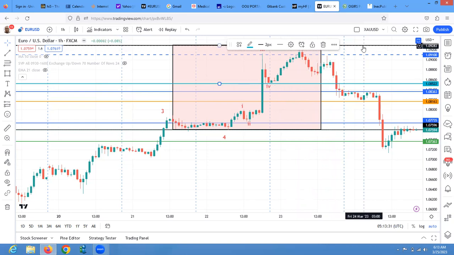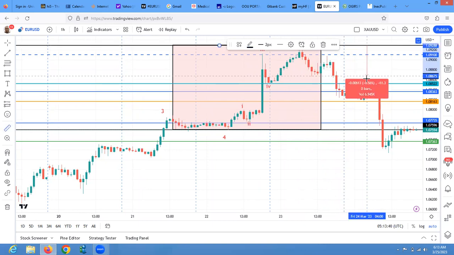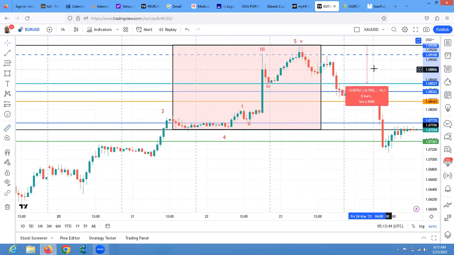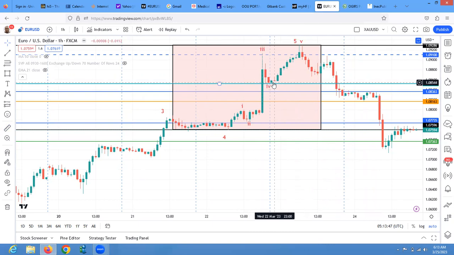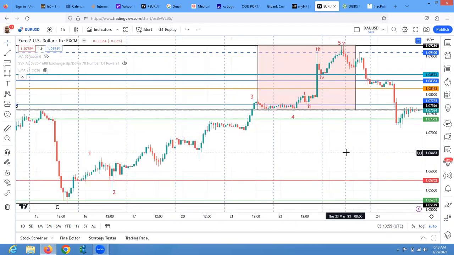Fine, you would have missed all these moves, but it does not really matter. You may have missed all these moves, and that's about 76 pips. It does not really matter. But this structure has been taken out, and we are seeing a potential ABC. That's what I may say now.